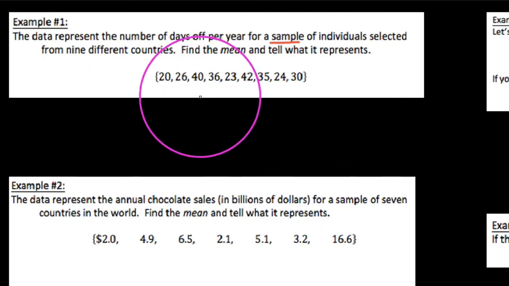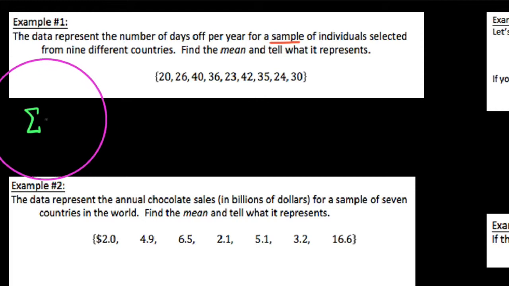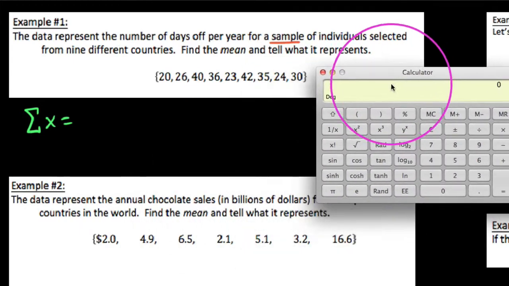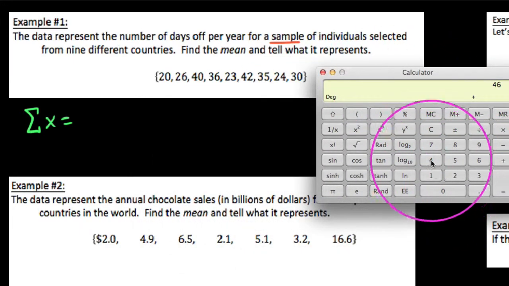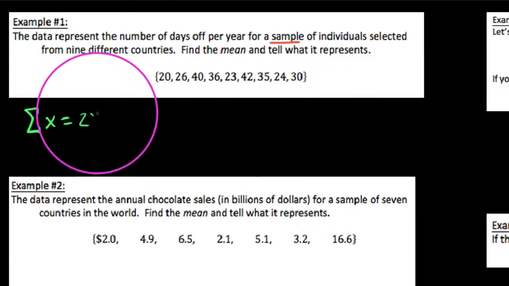When it comes to finding the mean, of course, we need to find the sum of all the data. The best thing to do is actually write this out. What is the sum of all this data? So we'll pull out a calculator and sum this: 20 plus 26 plus 40 plus 36 plus 23 plus 42 plus 35 plus 24 plus 30. And sometimes if you have smaller data sets, it's good to check your values twice.